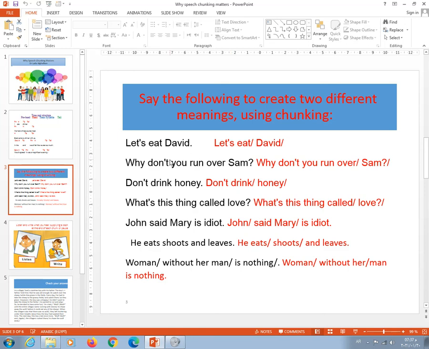Here I have some examples. Let's read the first example. Let's eat David. Let's eat David. Okay, this is a group of words. It's a chunk. Of course, the meaning would be different if we chunk it differently.